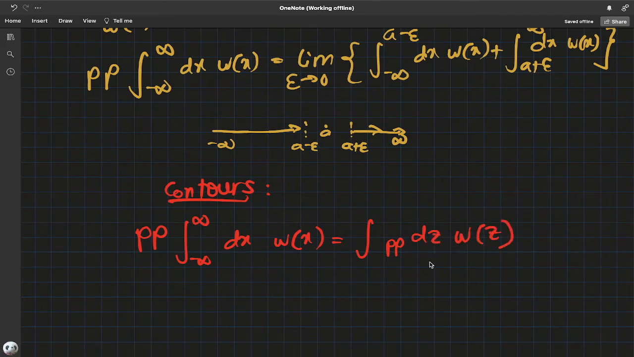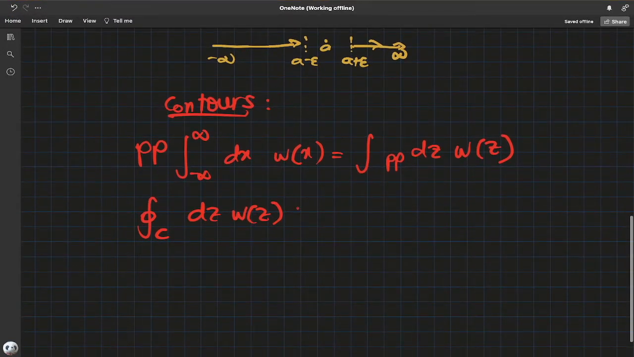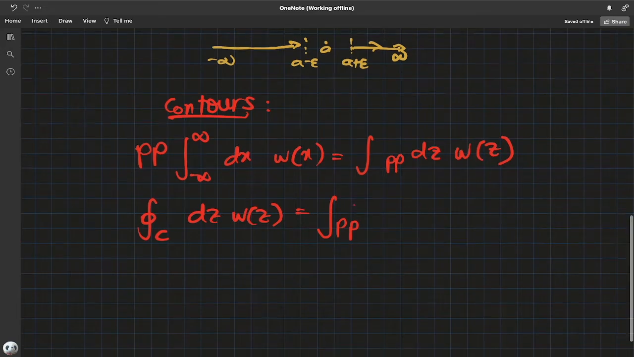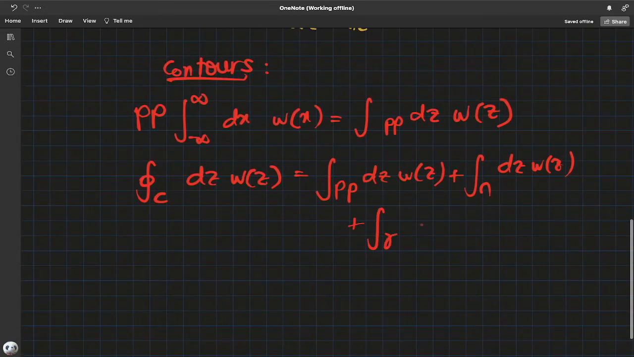dz w of z, which basically means I've complexified it, and this is only possible once you have a contour integral around some C, dz w of z, which is equal to the part on the real axis, and the part on the real axis alluding to before is going to be the regular principal parts, from the single variable case, of dz w of z, and the z will become an x eventually, then some top part, and then one part that I will discuss, this gamma part.